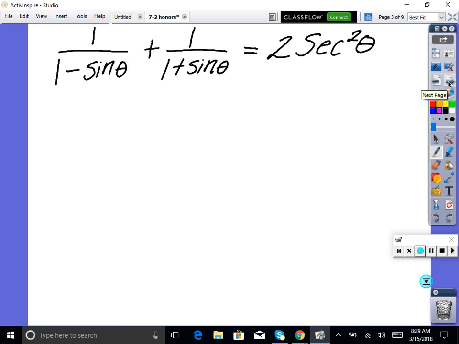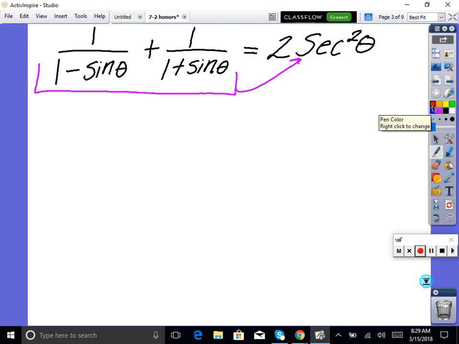Okay, let's look at this one. So which side is uglier? This side. Let's take this and make it that. That side's quite pretty, in fact, so we're not going to touch that side. With this one, you're going to want to put it together. To put it together, you need a least common denominator. So we would multiply by 1 plus sine of theta over here, and 1 minus sine of theta over here.